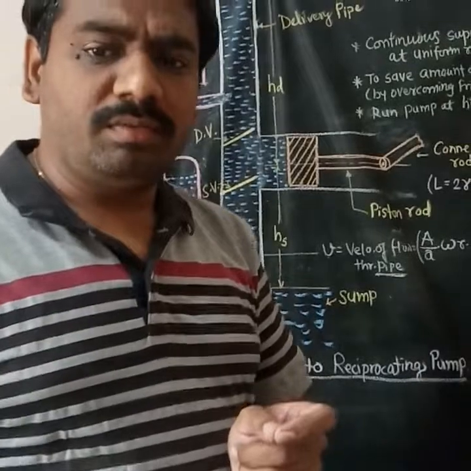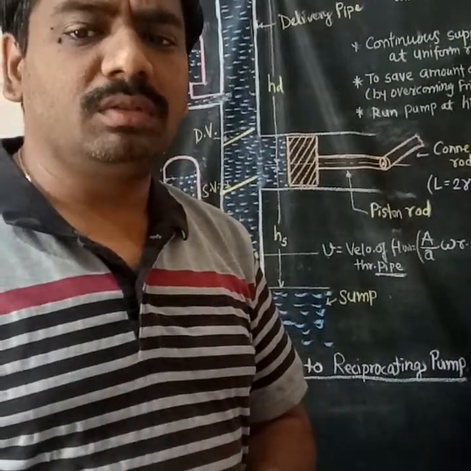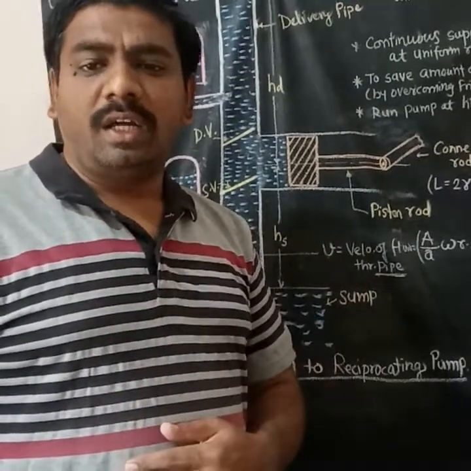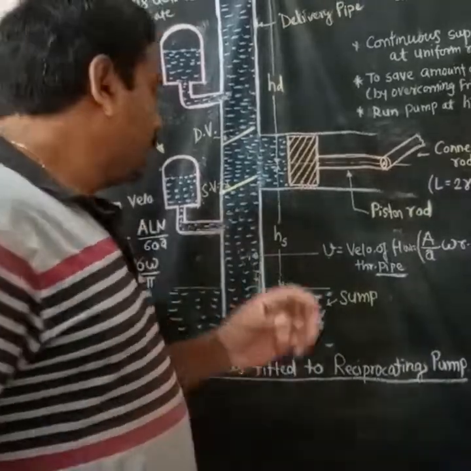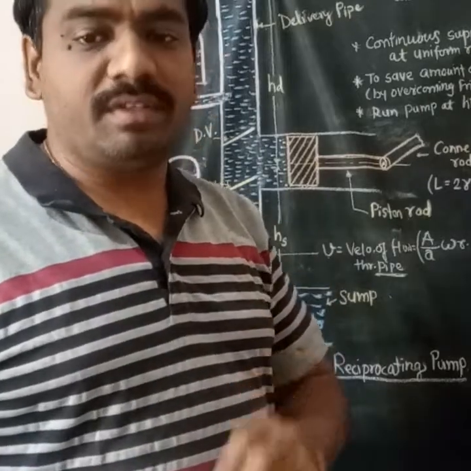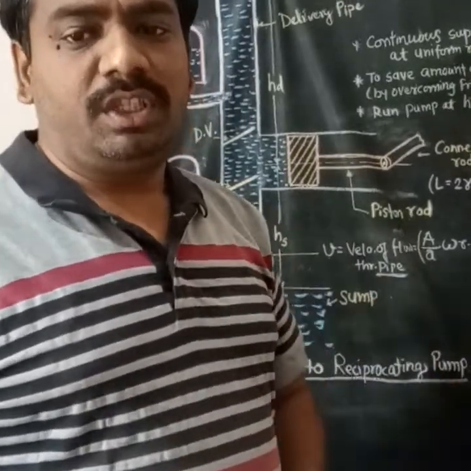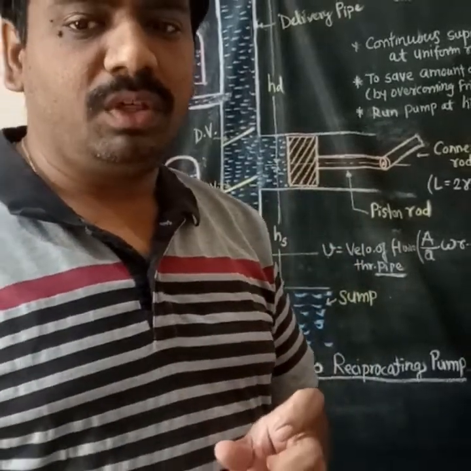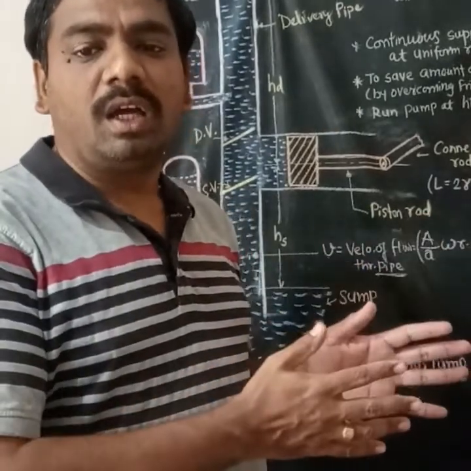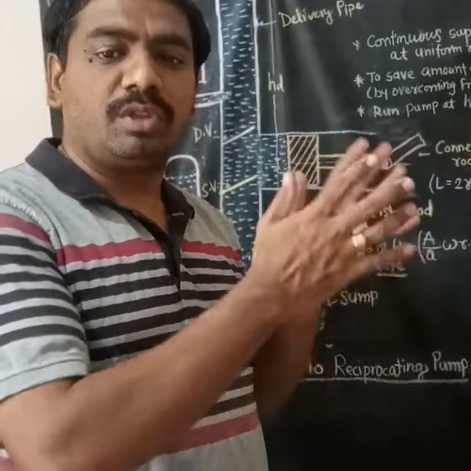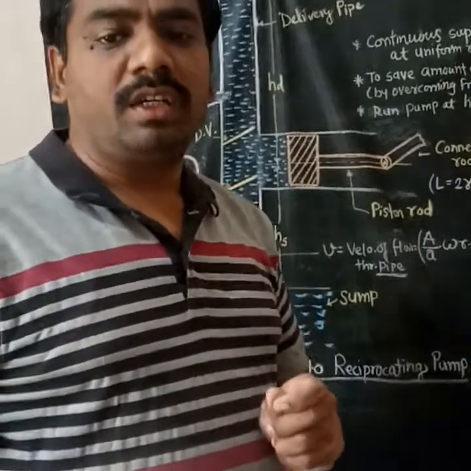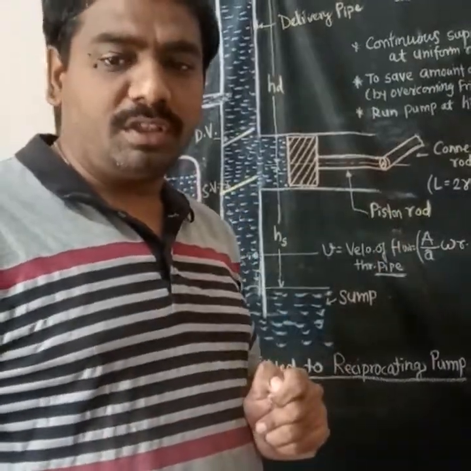You might have seen this kind of air vessel in the hydraulic ram pump also. There is also one air vessel which is provided at the delivery side of the pump. This kind of air vessel acts as an intermediate reservoir, or you may say it is like the flywheel in an engine. The flywheel is used to store energy whenever it is not required, and whenever there is a requirement, the stored energy is supplied from the flywheel. So it is just a kind of intermediate reservoir.